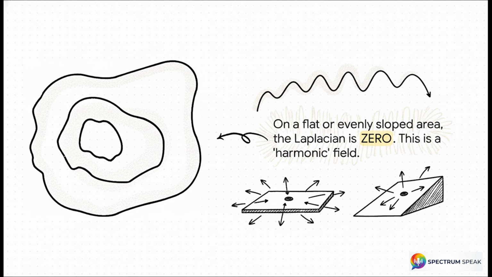Well, the value at that point is exactly the average of its neighbors. There's no peak, there's no dip, the curvature is 0, and in this special case, the Laplacian is 0. This special state is called a harmonic field. Definitely keep that word in mind.